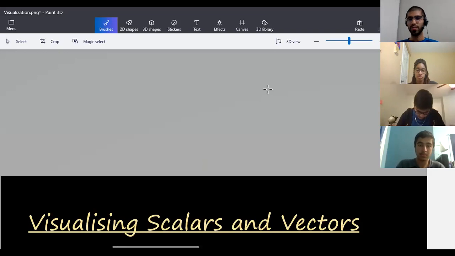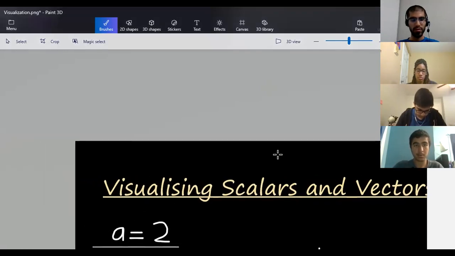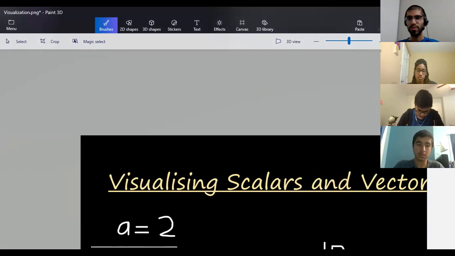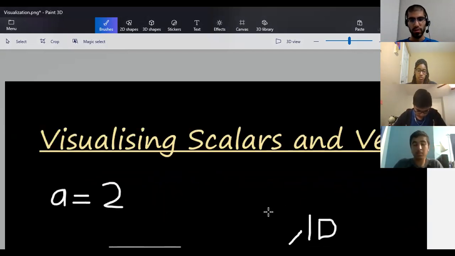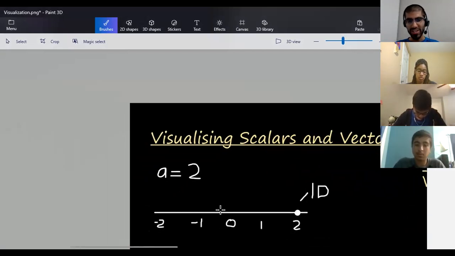All right. So this lesson, I called it visualizing scalars and vectors. And the first thing we've got to do is remember what a scalar is from last lesson. Scalar just means a number that is not a group. It is one single data point. For example, we have this variable a and we set it equal to 2. That's just one number. And the thing you've got to keep in mind about a scalar is it's one-dimensional. So you can literally represent it on a number line. Here's one point. That is it. That's how we visualize scalars.